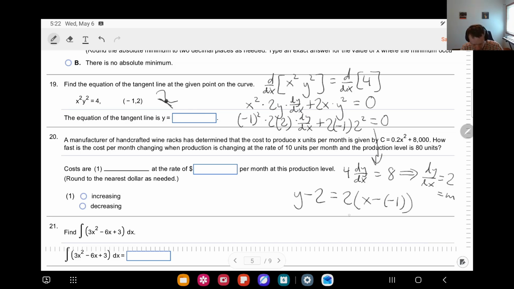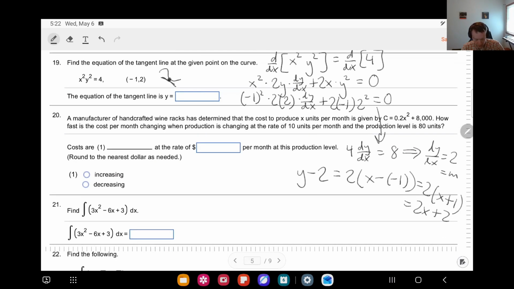I can distribute that 2 and maybe simplify this a little bit. Here, this is 2 times x plus 1, or 2x plus 2. So that is y minus 2 equals 2x plus 2. To get y, I just add 2 to both sides. So now that goes in the answer box, y equals 2x plus 4.